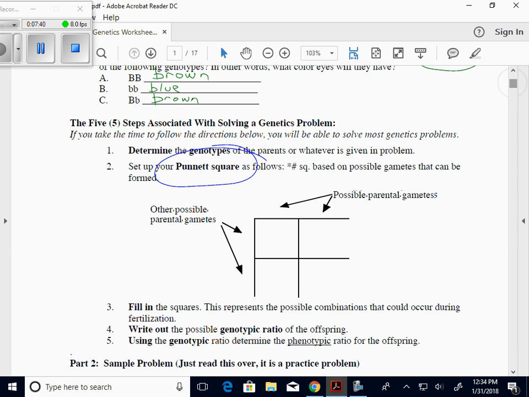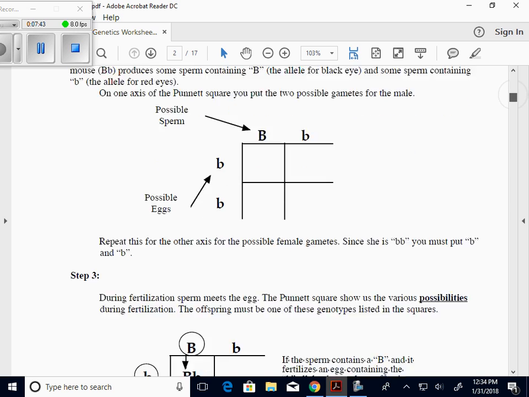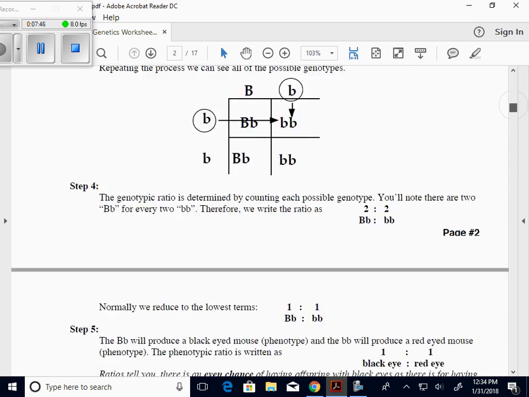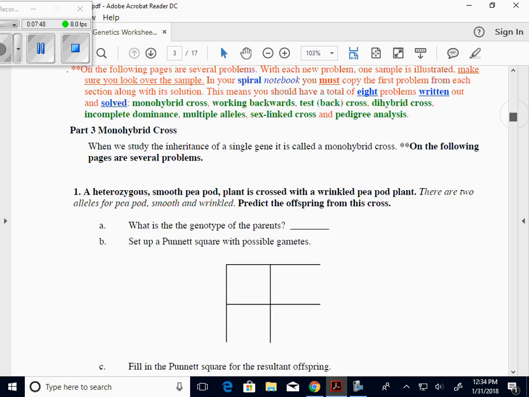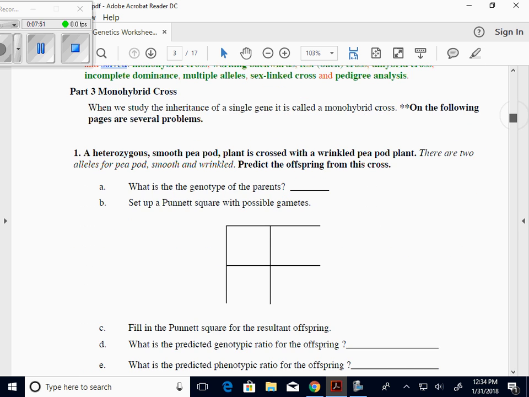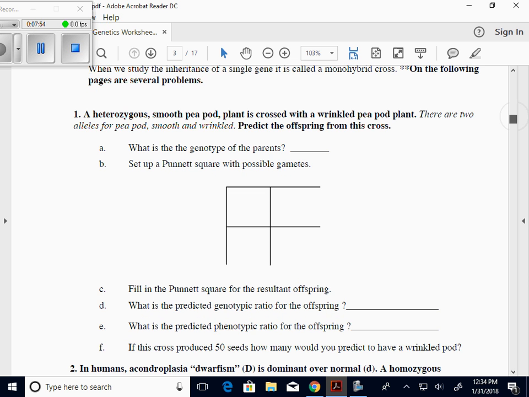So let's look at an actual problem of a monohybrid cross here. Okay? We're going to do this first one, and then your homework's going to be the rest of them. So let's go through, and it says, number 1, a heterozygous smooth pea pod plant is crossed with a wrinkled pea pod plant.